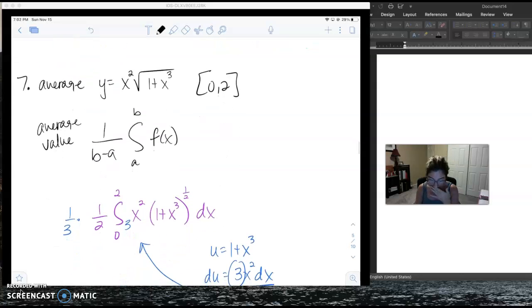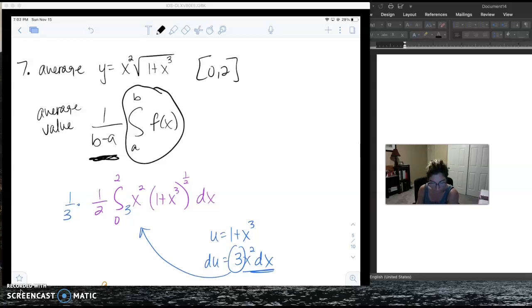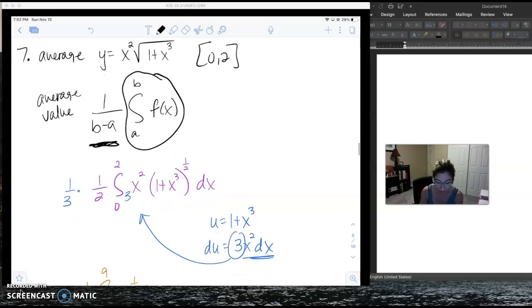Number 7 asks about average value. Average value, just like when you think about any average, is you're adding them all up and dividing by however many there are. So integrating is you're adding up all the area of the rectangles, and now you just have to divide by the interval. And so on this one, we have the function x squared times the square root of 1 plus x cubed, and we want to find the average value over the interval from 0 to 2. So we have to integrate our function from 0 to 2, but then we want to divide by our interval, which is 2, or I can multiply by 1/2. So that's where the 1/2 came from.